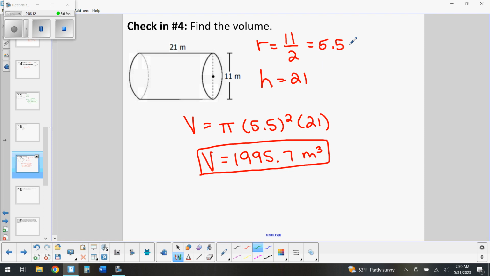All right, so r was really 5.5. My height was 21. So the volume was pi times 5.5 squared times 21, and we get 1,995.7 cubic meters.